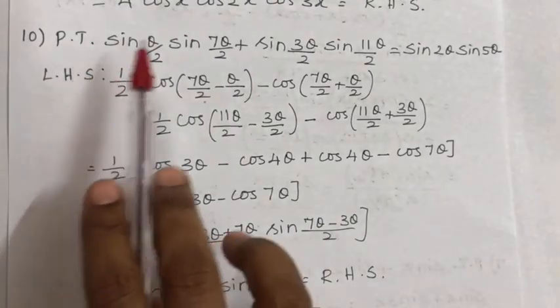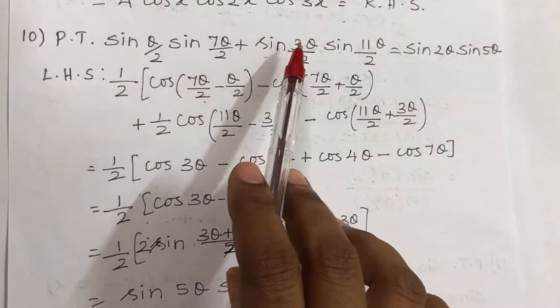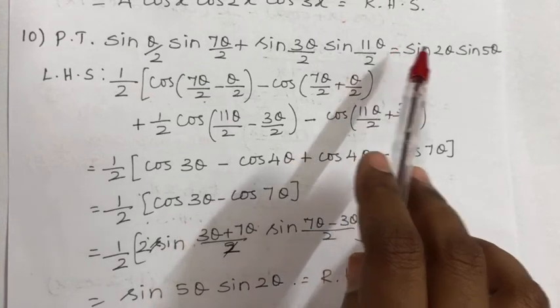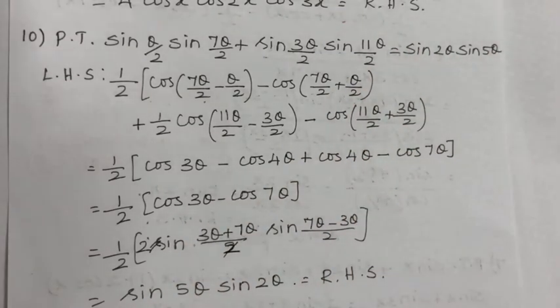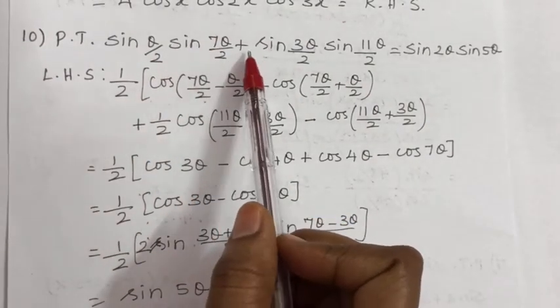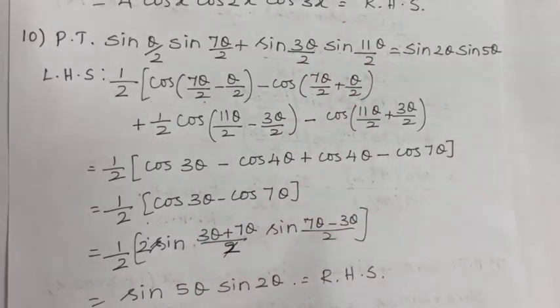10th one, prove that sin theta by 2 sin 7 theta by 2 plus sin 3 theta by 2 sin 11 theta by 2 is equal to sin 2 theta sin 5 theta. First, let's take our left hand side, that is sin theta by 2 sin 7 theta by 2 plus sin 3 theta by 2 sin 11 theta by 2.